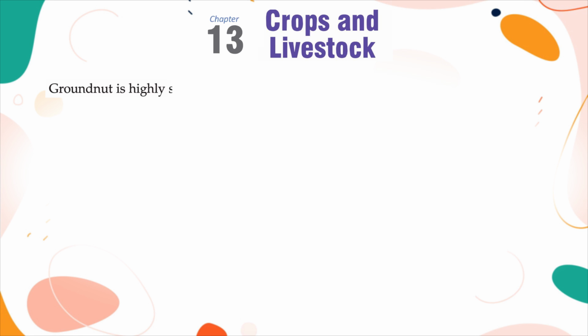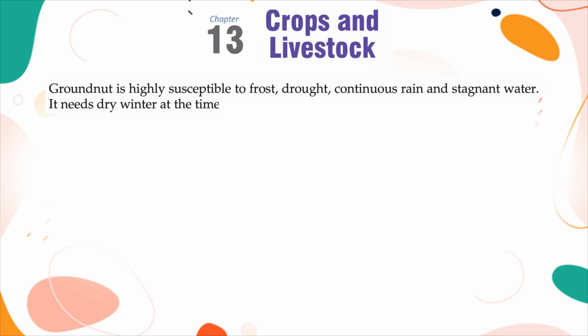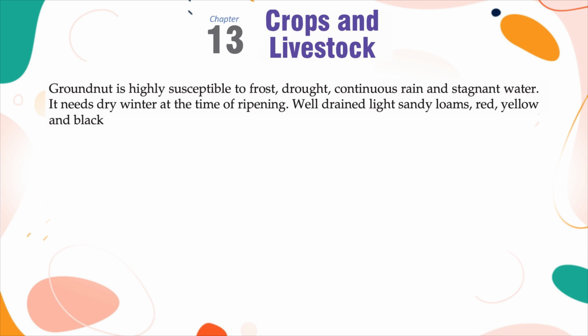Groundnut is highly susceptible to frost, drought, continuous rain and stagnant water. It needs dry winter at the time of ripening. Well-drained light sandy loams, red, yellow and black soils are well suited for its cultivation.